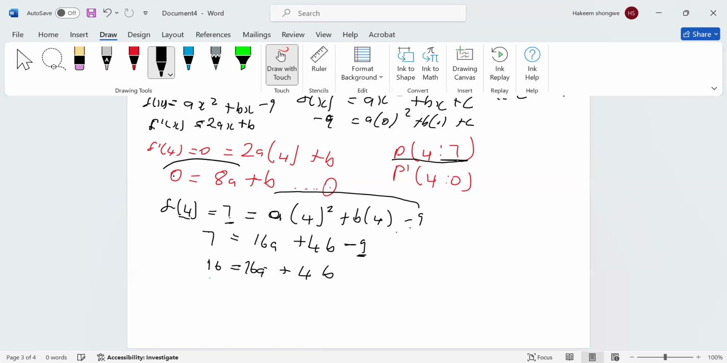If we say we have b equals 8 minus 8a, instead of b here we can simply substitute. This is going to be 16a plus 4 multiplied by minus 8a. And it gives us 4 multiplied by minus 8a, which is minus 32a. And then this one and this one, it's minus 16a. So 16 is going to be equal to minus 16a.